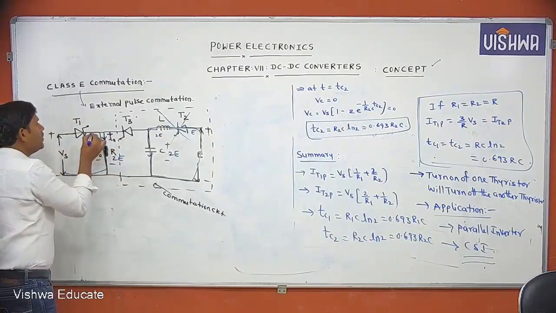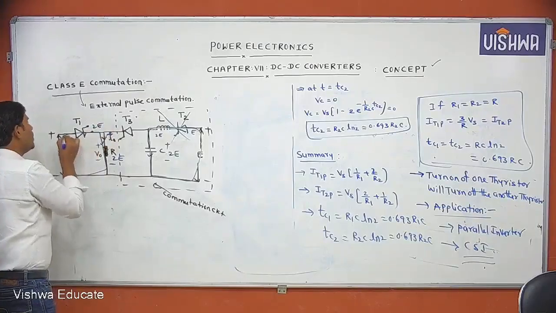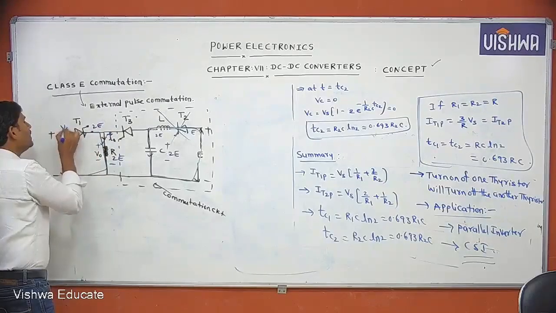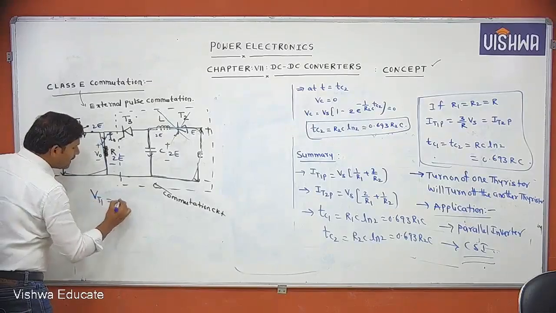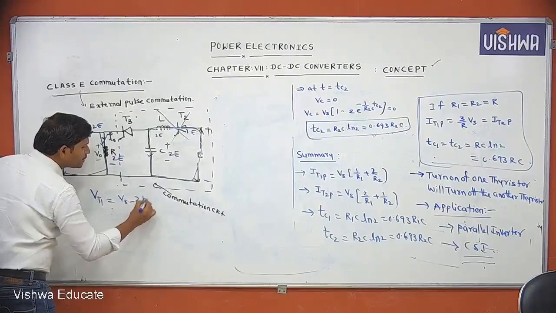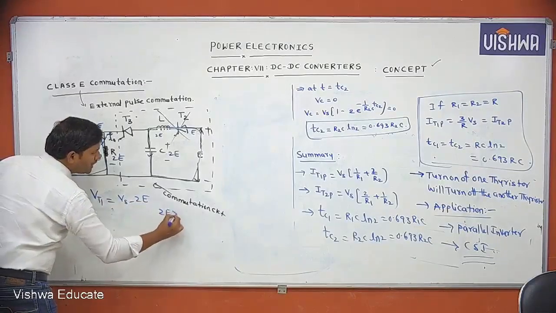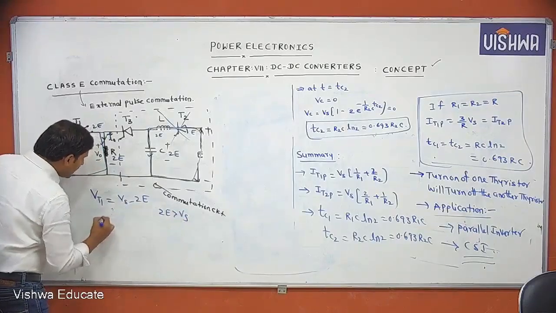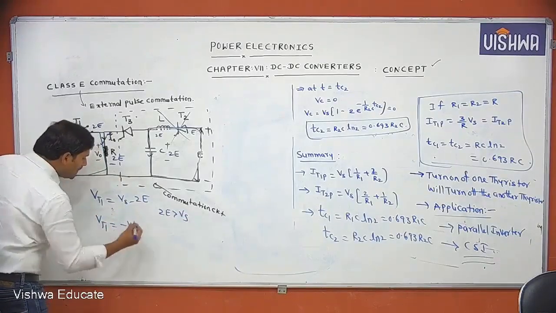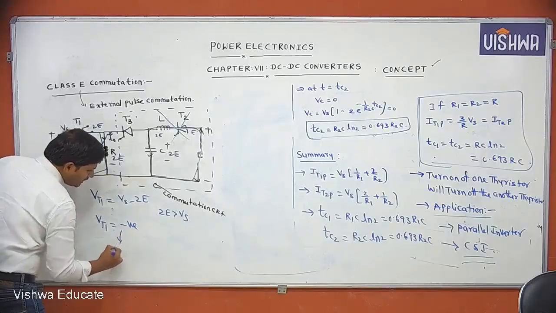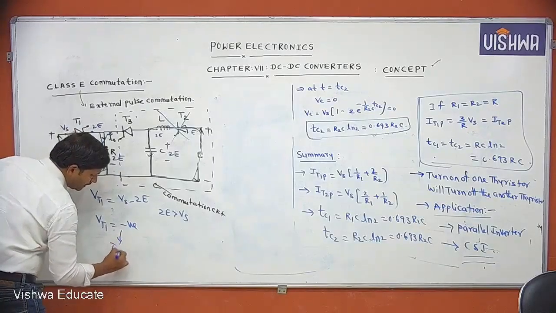Now, what is the voltage at the cathode? 2E voltage. What is the voltage at the anode? The voltage at the anode is Vs. Now what is the voltage across T1? The voltage across T1 is Vs minus 2E. But you know that 2E is greater than Vs. If 2E is greater than Vs, then the voltage across the T1 thyristor is negative. If the voltage across T1 is negative, then T1 will be turned off.